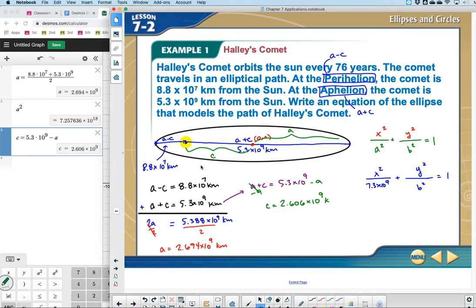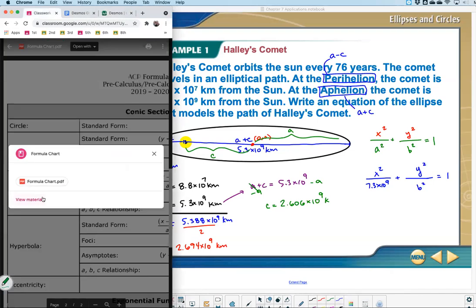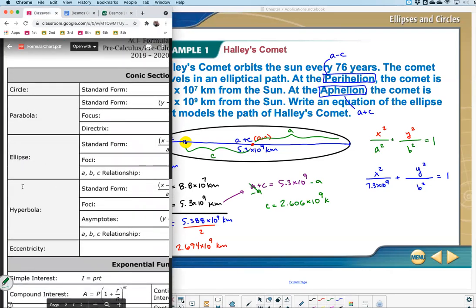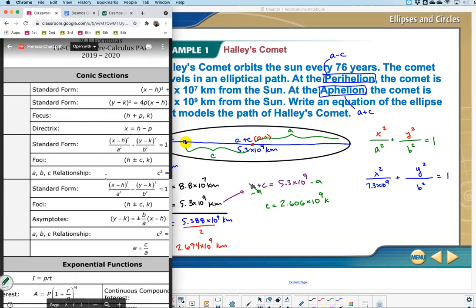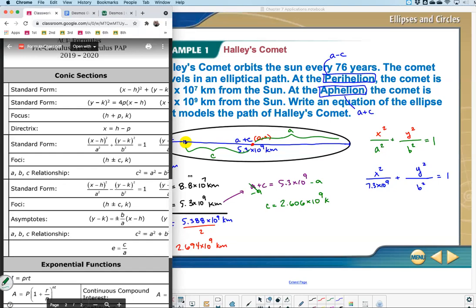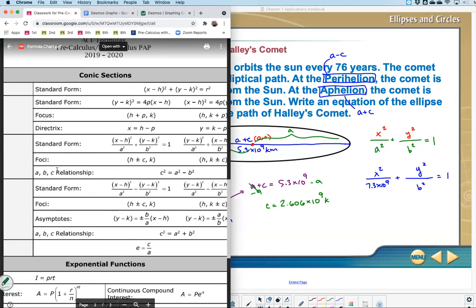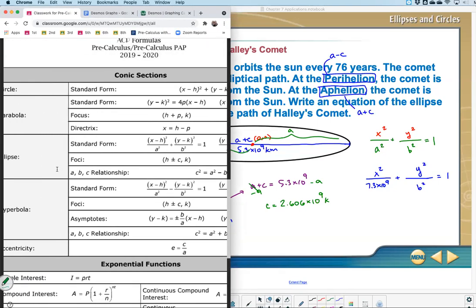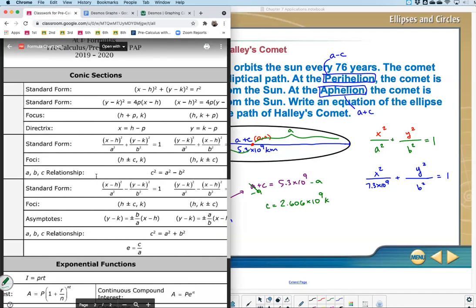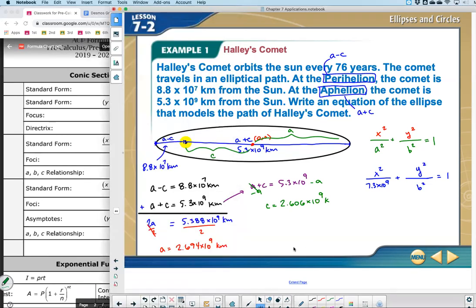The formula wants b. If you remember from the formula chart, anytime you're dealing with an ellipse or hyperbola, we have an abc relationship. For an ellipse, let me scroll over so you can see both words, the abc relationship is that c squared equals a squared minus b squared. So I'll write that down. c squared equals a squared minus b squared.